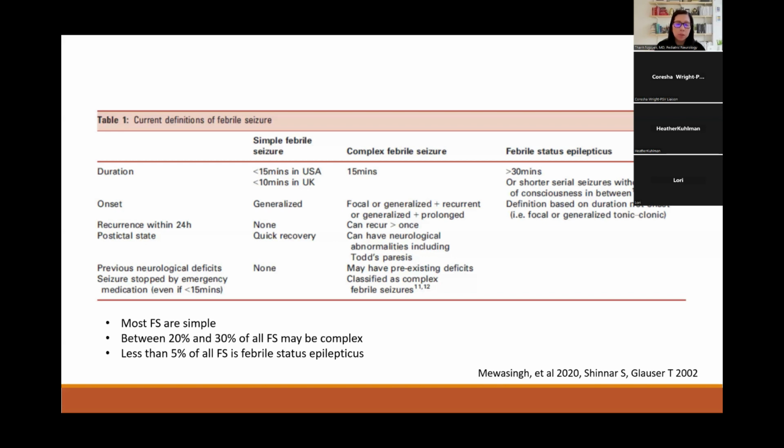Most febrile seizures are simple febrile seizures. About 20 to 30% of all febrile seizures are complex, and less than 5% of the febrile seizures are febrile status epilepticus. The patients that we watch a little more closely and maybe do a little bit more evaluation are the patients with the complex febrile seizures, particularly because they have a higher chance of developing epilepsy later on, and because of the focality. Many of them may require imaging. And of course, the febrile status epilepticus, so really prolonged seizures. And we can talk about that a little bit more in the next few slides.